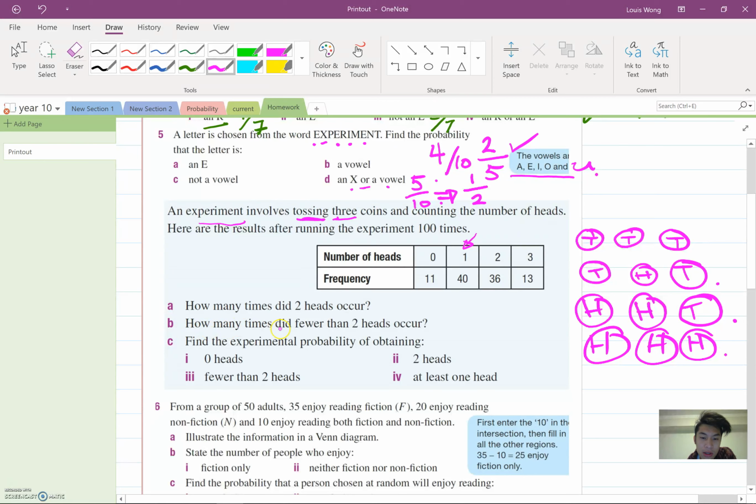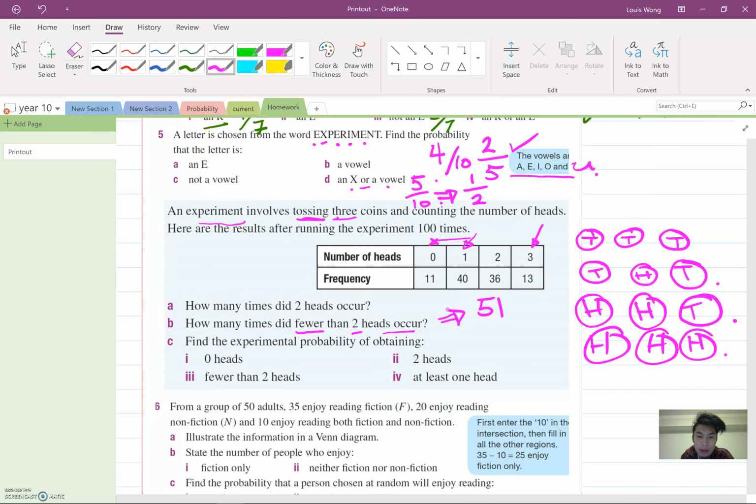So B, let's have a look at B. How many times did fewer than 2 heads occur? And so 3 is not fewer than 2, so I'm not going to use this number 13. 2 is not fewer than 2, it has to be less than 2, so the only numbers I'm counting are 1 and 0. So 11 plus 41 gives me 51 favorable outcomes. How many are the total outcomes? Well, actually it doesn't even ask that, it says how many times did they occur, so I don't need a probability. It's going to be 51. This is how many times it occurred. Less than 2 heads.